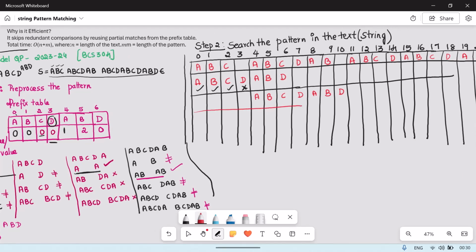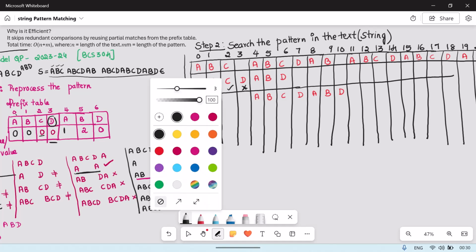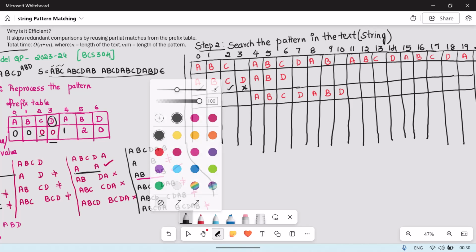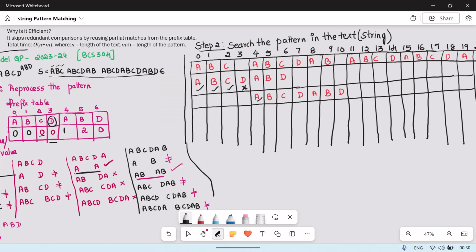Let me do it. So it will be like this. Now what you have to do? Again, you will have to check the characters. See, A and A match, B and B match, C and C match, D is a match, A is a match, B is a match, this again is a mismatch. Here there is a mismatch, but now the mismatched character is the last D, right?